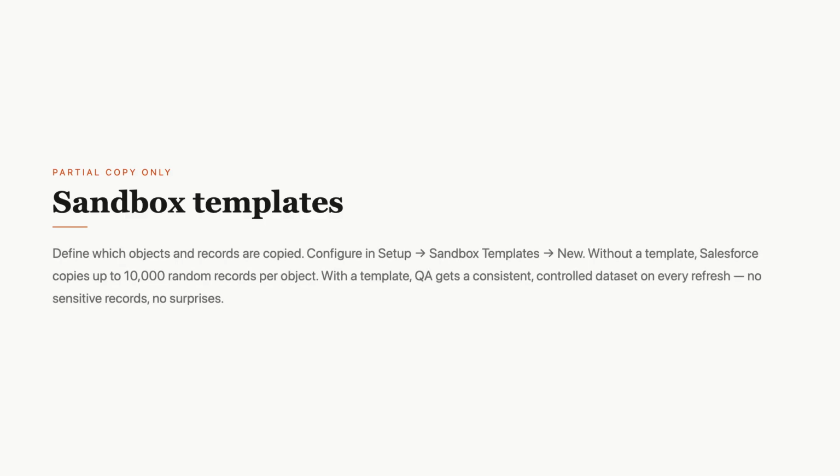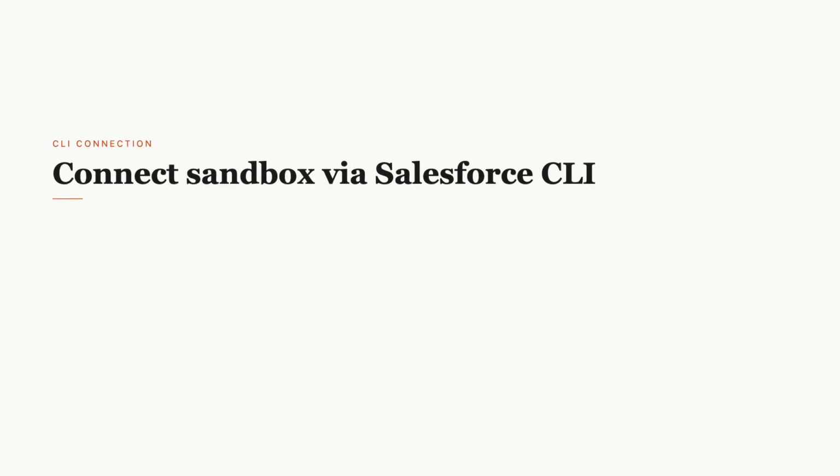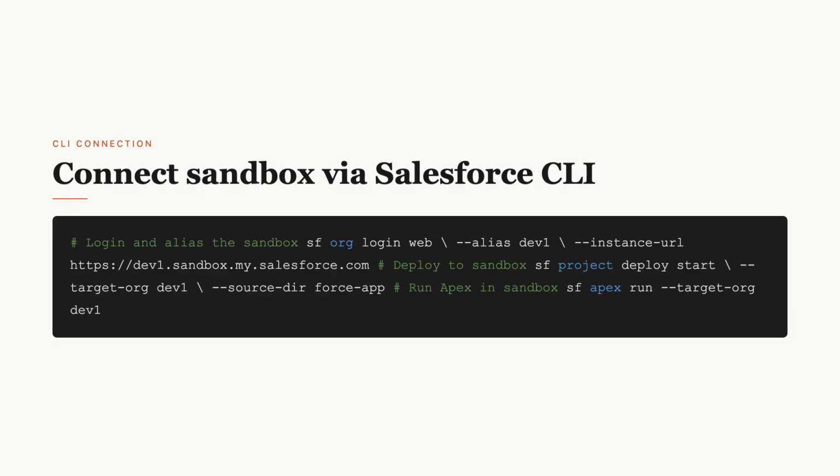In Setup, go to Sandbox Templates and click New. Add the objects you need, accounts, contacts, opportunities for a standard CRM test, for example, and set criteria if you want to filter by record type, owner, or date range. Save the template and reference it when creating or refreshing your partial copy sandbox. Without a template, Salesforce copies up to 10,000 random records per object.